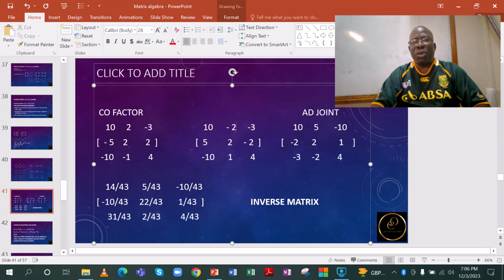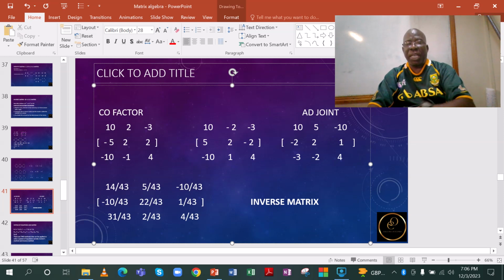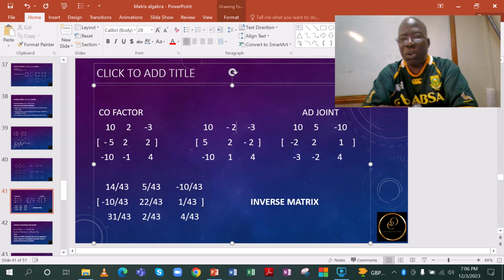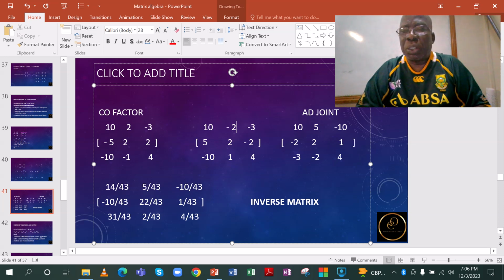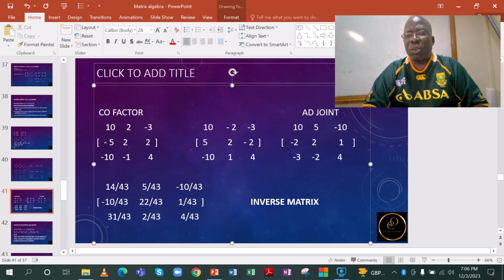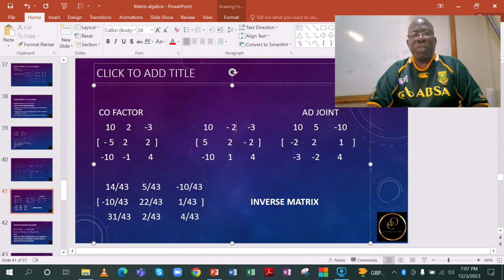So when you transpose a minor with a sign, or a cofactor, it becomes an adjoint of a matrix. So this is an adjoint of a matrix because you have transposed the cofactor with a sign. Now, once you have transposed this, the next thing you do is divide by the determinant, which you calculated as 5. You divide the adjoint by the determinant.